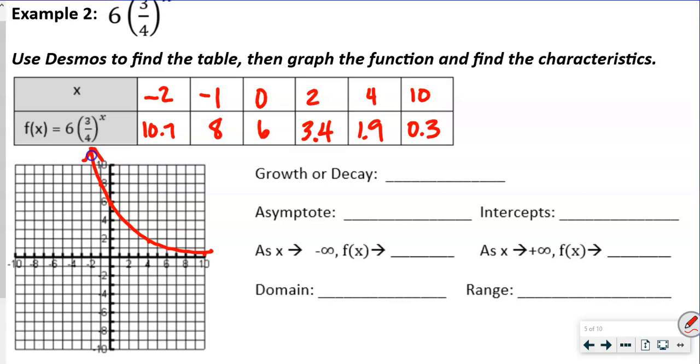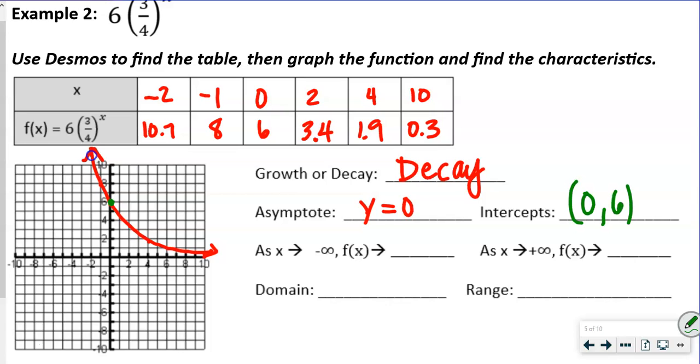Okay, so we're going to talk about some things as we look at this graph. Is this a growth or decay graph? I think we already talked about that. This is a decay graph because it starts big and gets smaller and smaller and smaller. Our asymptote is still going to be y equals 0 because it approaches the x-axis. This time I want you to notice what our intercept is. You notice it's that (0, 6) right there.